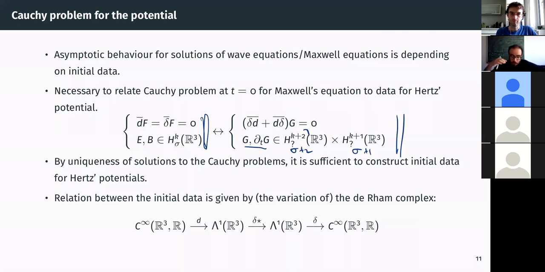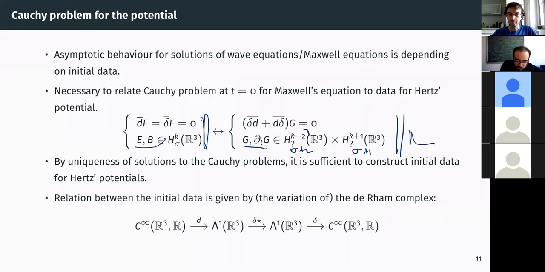And you know that by uniqueness of solutions to the Cauchy problem within the right setting, and we are in the right setting here, it is sufficient to establish a relation between initial data for the Maxwell field and initial data for the Hertz potential, right? And it happens that the relation between the initial data will be given by this standard, so I'm calling it a variation of the de Rham complex, right? Take the standard de Rham complex, but the thing we are actually interested in will be this complex here.